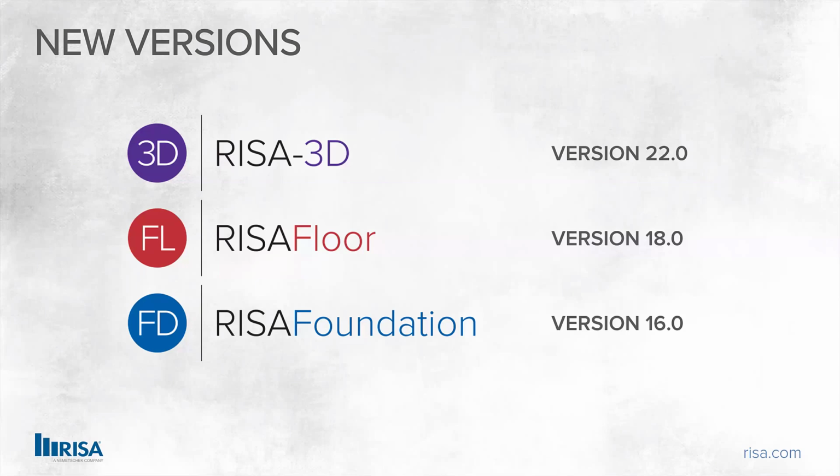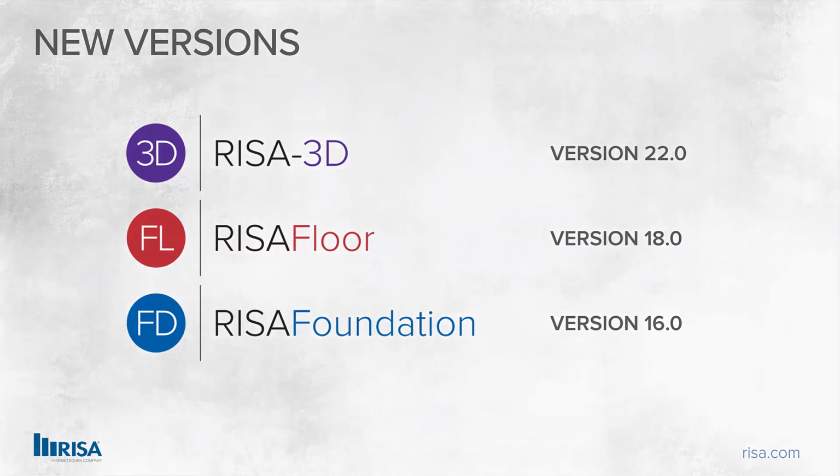So let's go ahead and jump right in. To start off, just mentioning the new versions. This core release, as we like to call it, happened right at the end of February, and features new releases of 3D, Floor, and Foundation, so versions 22, 18, and 16 alike. New features across the board. We'll talk specifically about all the products and spend the most time in RISAFoundation talking about the new interface.